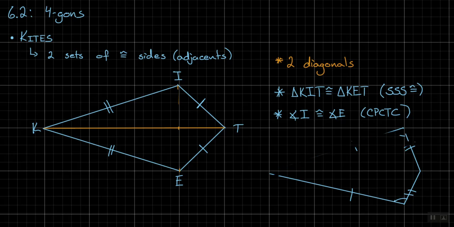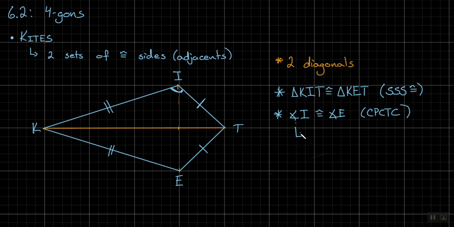I think it's the angle between the non-congruent sides. Love it. No matter what kite we draw, this is the angle that gets formed between the sides that are not congruent, right? Every single time. It's always going to happen.